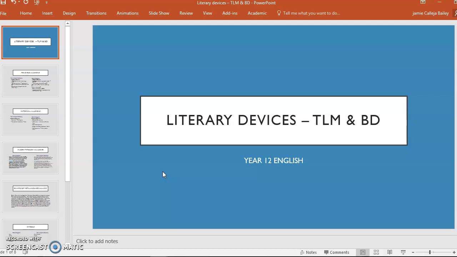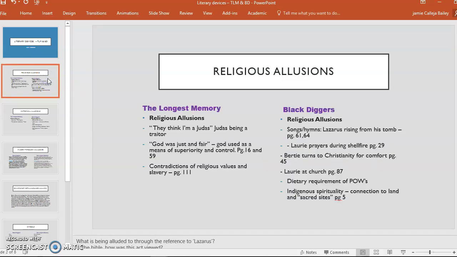for you guys. So first of all, I want to touch on this idea of religious allusions. In Black Diggers, for example, religious, specifically Christian references are sprinkled throughout the play. Allusions are references to something, yeah? So consistent references to religion is something that's prevalent in both texts. There is an understanding that most characters involved, like those that are Indigenous, Australian, European and British, are Christian and share a religious language and culture.